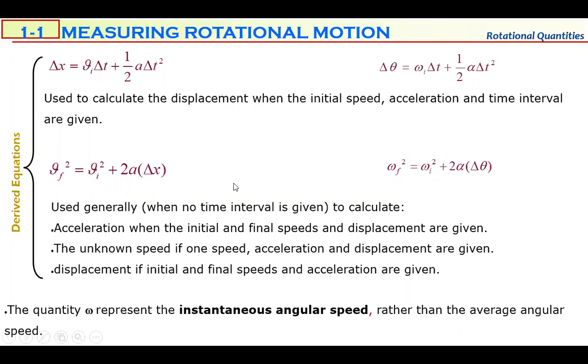What could it have been instead? Average? No, average cannot be this. This is not average. Average belongs to a time interval, from the first to the third second, or from 5 to 10 seconds. But this is just one instant: in the 5th second, in the 6th second, in the 10th second. So instantaneous belongs to an instant, okay? So we don't use the average, we put instantaneous values here.